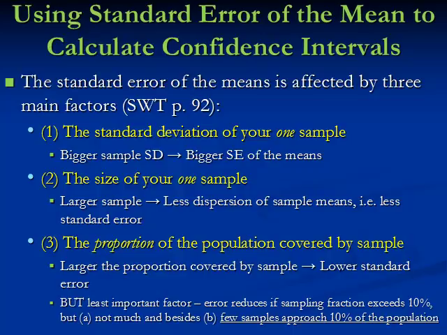Okay, so let's start here with factor number one. Your standard error of the mean is going to be affected by the standard deviation of your sample, which makes sense since the standard deviation of your sample is right there in the equation for standard error of the mean. And as you see here, the larger your sample standard deviation, the larger your standard error of the mean is going to be, right? Even though standard error of the mean, remember, is always going to be smaller than the standard deviation of the sample, right?